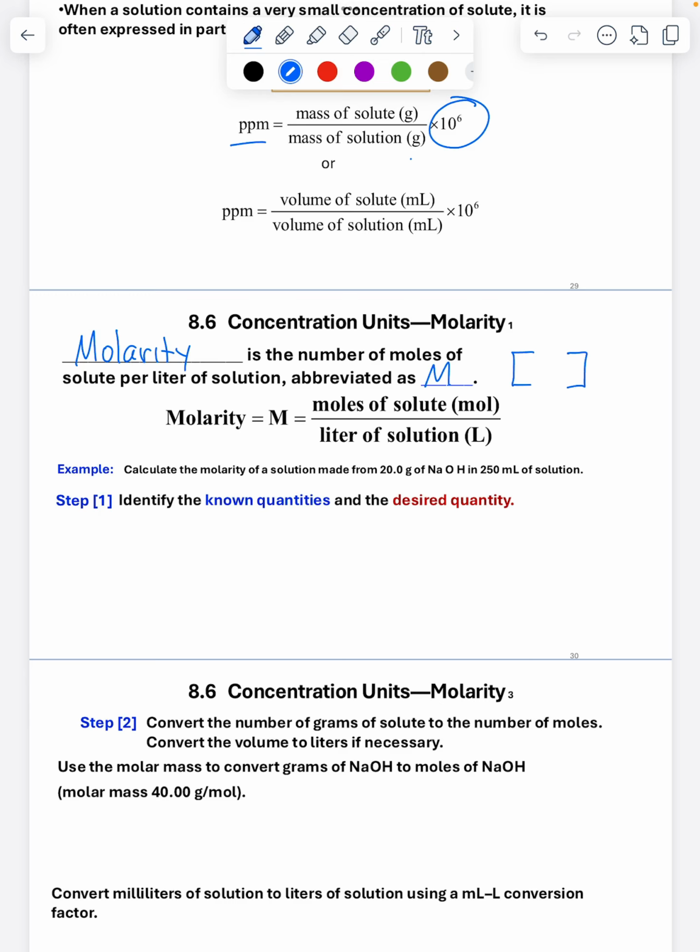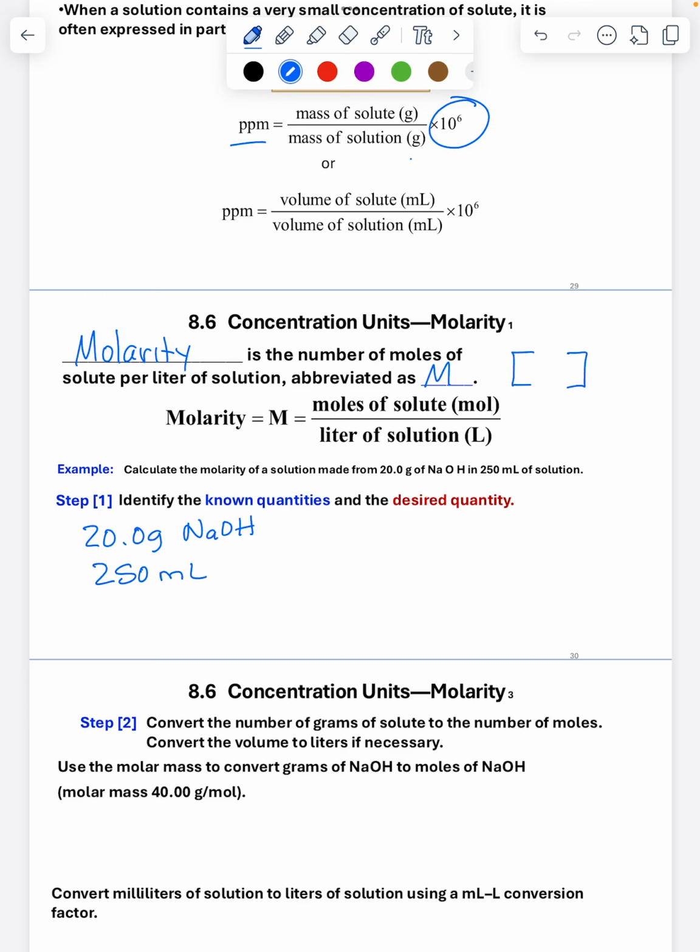And so we can use this to solve lots of different kinds of problems. The one we were given here says, calculate the molarity of a solution made from 20 grams of sodium hydroxide in a 250 milliliter solution. So identifying our unknowns, we have 20 grams of sodium hydroxide and we have a 250 milliliter solution. What are we trying to find? We're trying to find that molarity, which is, remember, mole over liter. So if we keep these units in mind, that helps us set up our problem.